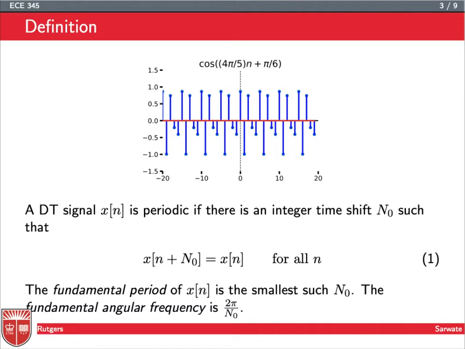A discrete time signal x of n is periodic if it repeats itself. That is, there is an integer time shift n0 such that x of n plus n0 equals x of n for all n. So after n0, it starts repeating itself, and at 2n0, it's also repeating itself. The fundamental period of x of n is the smallest such n0, and the fundamental angular frequency is just 2 pi over n0. Again, we're measuring things in terms of radian frequency.